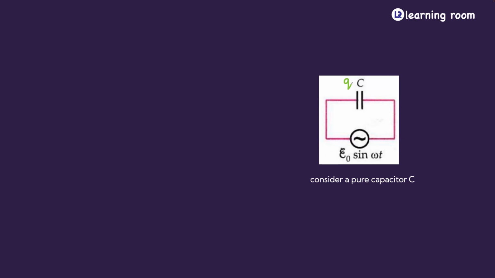The charge on the capacitor is Q. What is the input you have given? E is equal to E naught sine omega t. I need to find the value of the instantaneous current. Listen to this. We know the relation between charge stored in a capacitor, capacitance and voltage: Q is equal to CV. In the place of V, I can write E in this case.